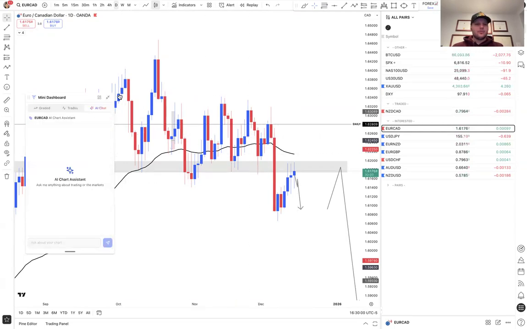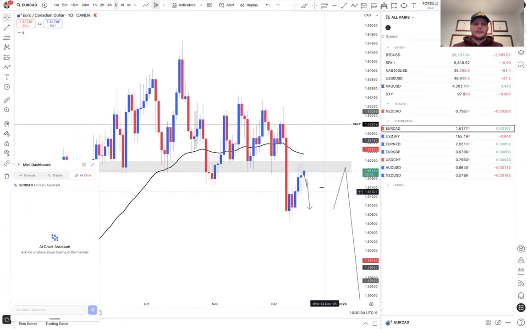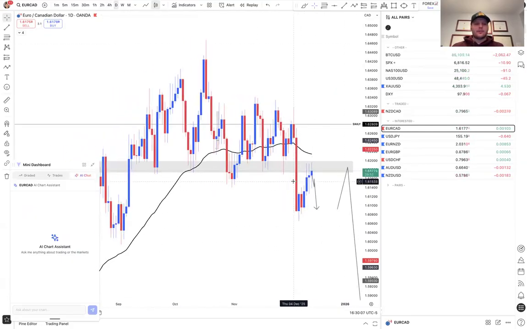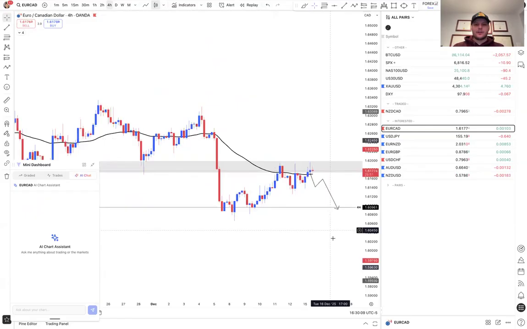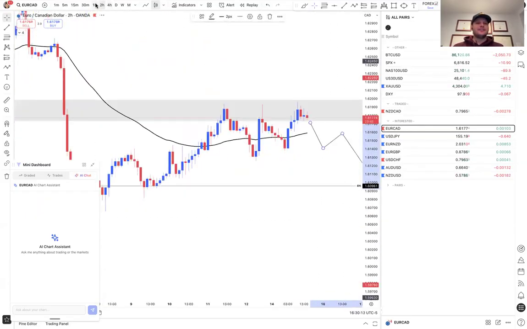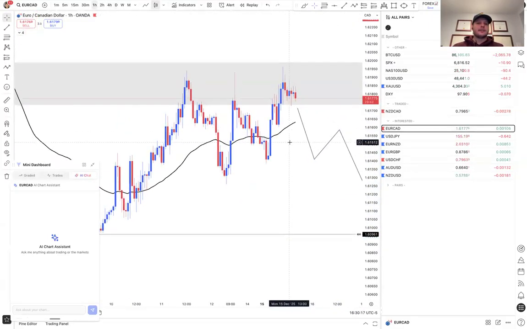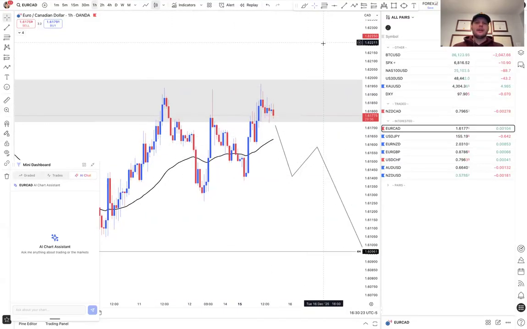Anyways, moving on to EuroCAD. EuroCAD is still inside of our area of interest on the 4-hour time frame, creating this triple top. We have a 4-hour rejection candle, still waiting. We're still realistically waiting for price to give us, at the very minimum, a shift of structure. The shift of structure would happen right at this point here on the 1-hour time frame.